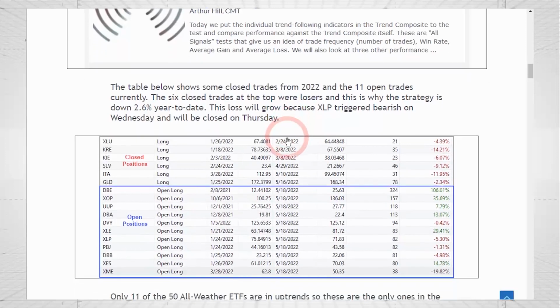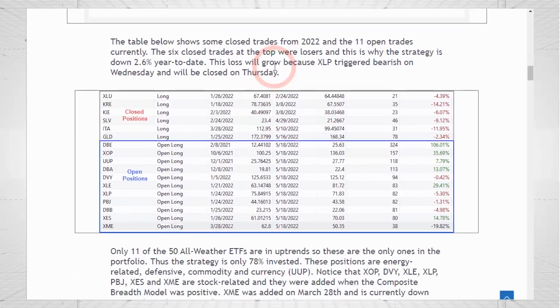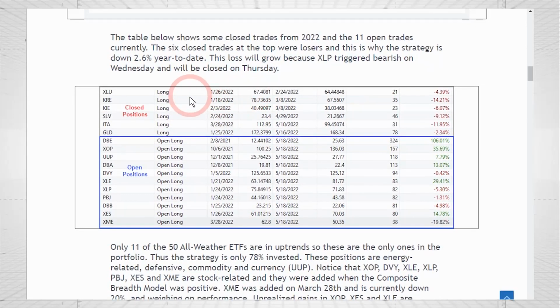And so what I did was I did an update to this strategy, and we can see here some of the closed positions from 2022. And you can see that they're all losers. It's been a rough few months here in 2022. You know, we got long banks and got out. We got long defense and got out. Got long gold and got out. None of those signals panned out. Gold turned bearish a few days ago with the Trend Composite turning negative.